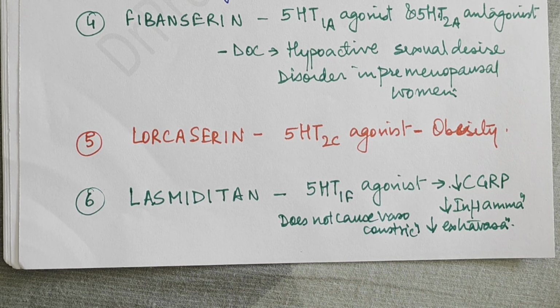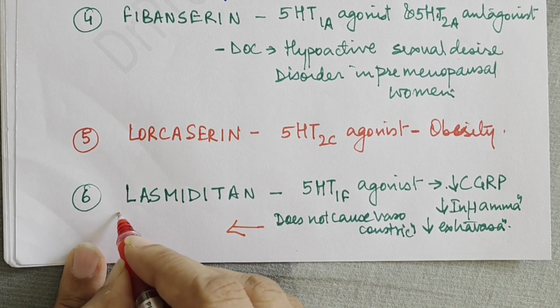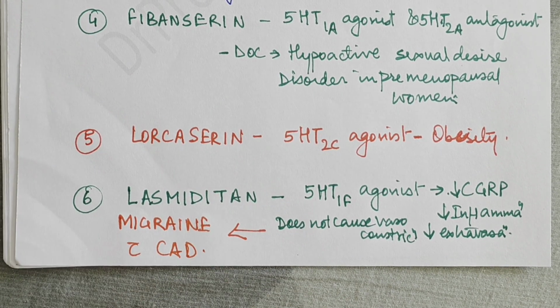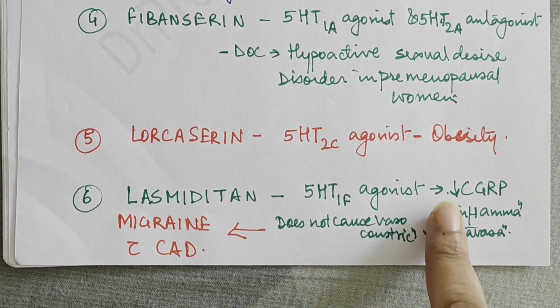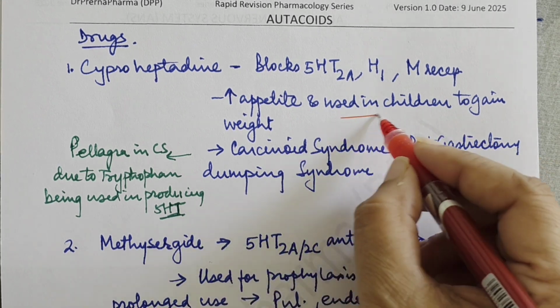And so this drug is very effective in patients of migraine with a history of coronary artery disease. So lasmiditan can be used in CAD patients because it is not causing vasoconstriction, but it is reducing CGRP, reducing the inflammation.